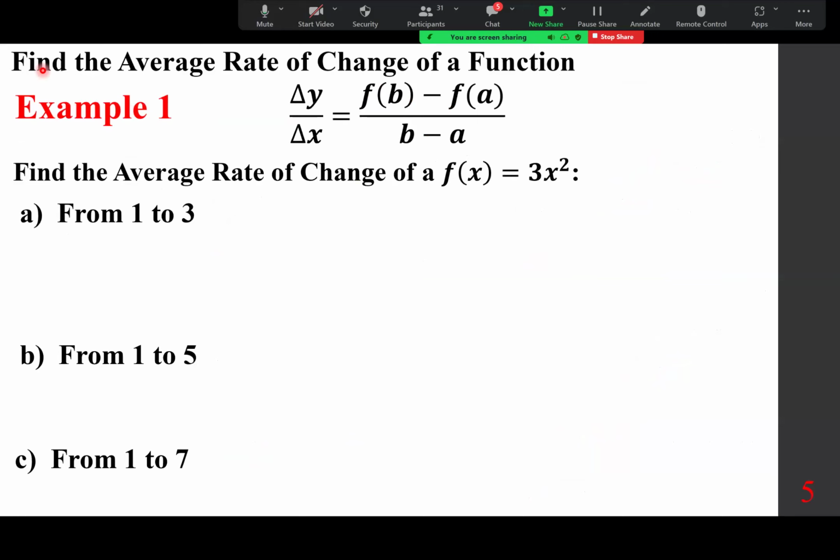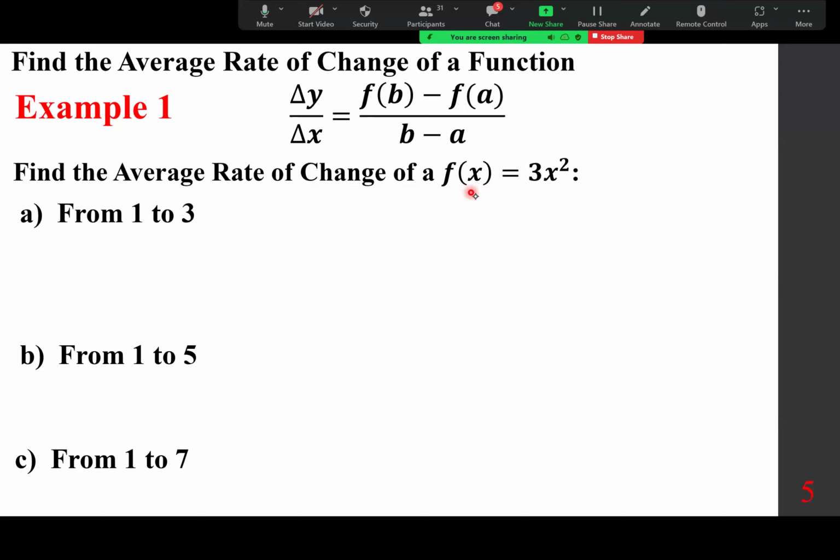Could somebody read this question for us, please? Find the average rate of change of a function. Delta y over delta x equals f of b minus f of a over b minus a. Find the average rate of change of f of x equals 3x squared. Perfect. Class, we are interested in finding the average rate of change of f of x.